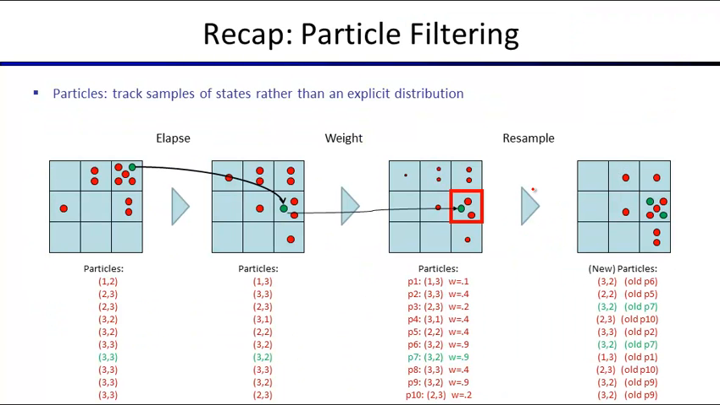Okay, so here's the overview. How it works: you start by representing your distribution with a set of particles. It could be uniform if you don't have a lot of prior information. If you do have prior information, put the particles where you think the ghost or robot might be.